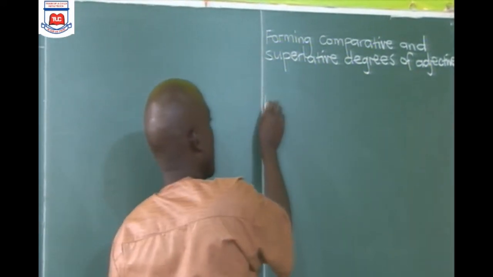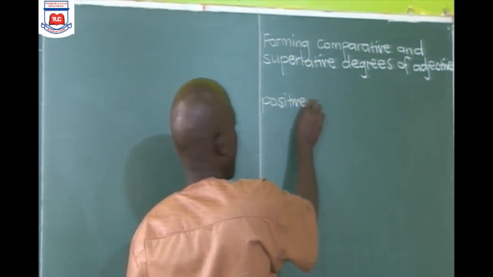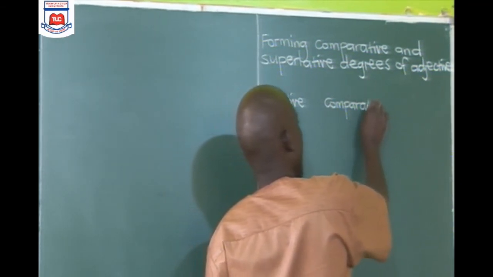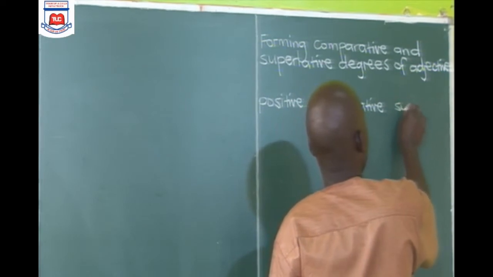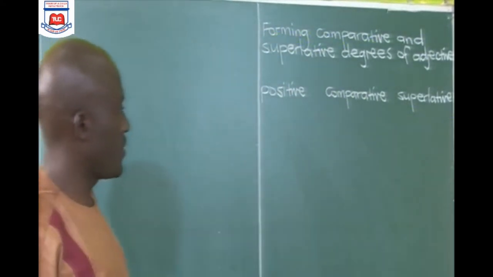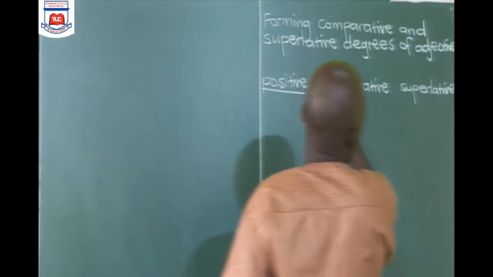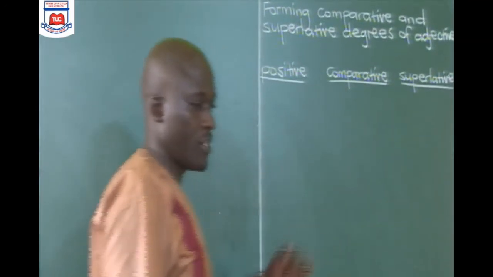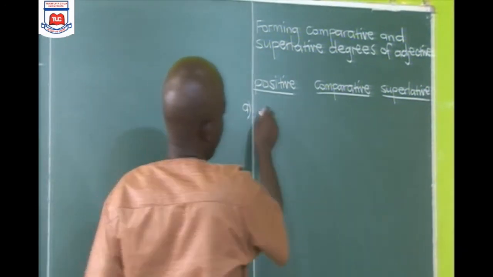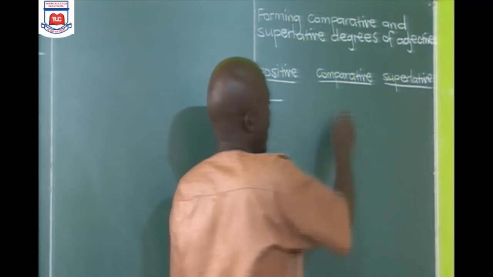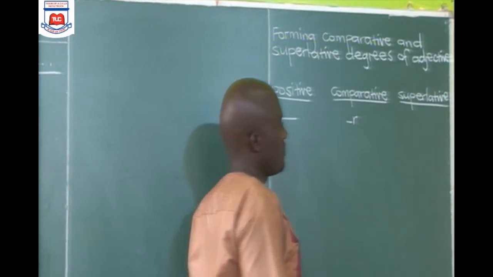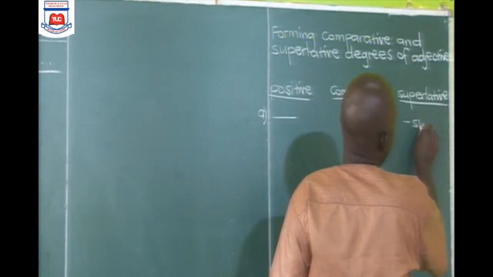whereby we have the 3 degrees: the positive degree, the comparative degree, and the superlative degree. Each of these has ways or classes of adjectives with their ways of forming the comparative. Let's say A: if the adjective is in the positive degree, in the comparative we form them by adding R to the given adjective, then we add ST in the superlative.